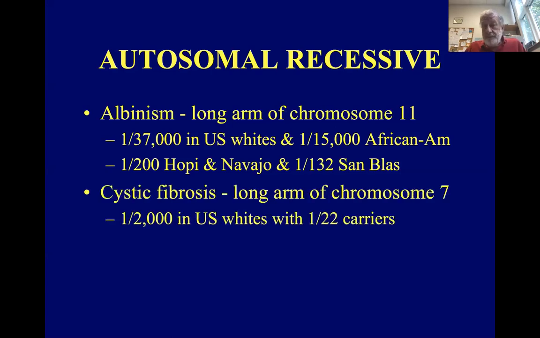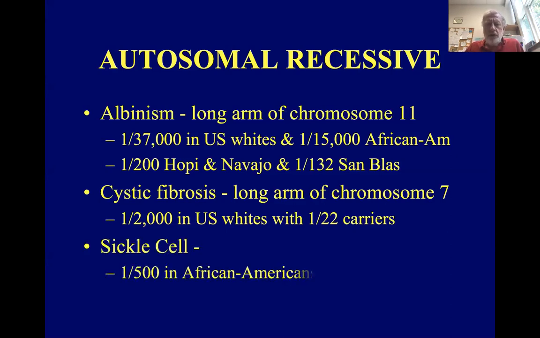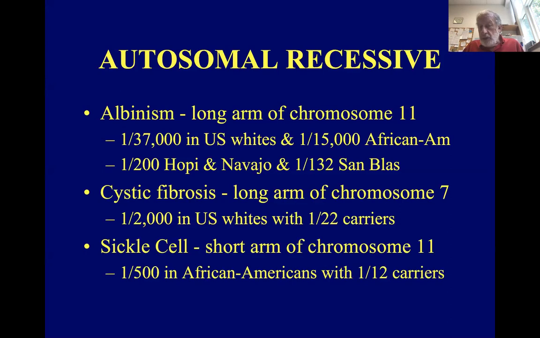Cystic fibrosis, much more deleterious. The gene's on the long arm of chromosome 7. 1 in 2,000 people of European descent have the disease, with 1 in 22 being carriers, that is heterozygotes, big A little a. So it's a disease of people of European descent, mostly white folks, in other words, as opposed to sickle cell, which is a disease mainly of people of African descent.